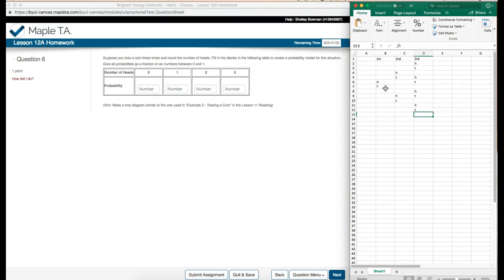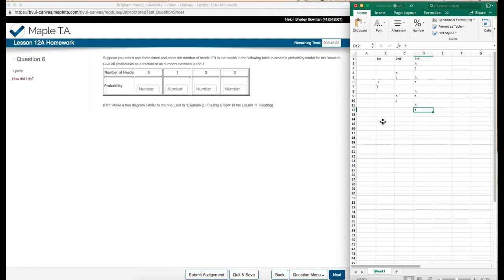There we go. So I could have head, head, head; head, head, tail; head, tail, head; head, tail, tail; tail, head, head; tail, head, tail; tail, tail, head; and tail, tail, tail. And that tells you all of the different combinations that I can have for my sample space here. So we want to see the number of heads: 0, 1 head, 2 heads, and 3 heads.